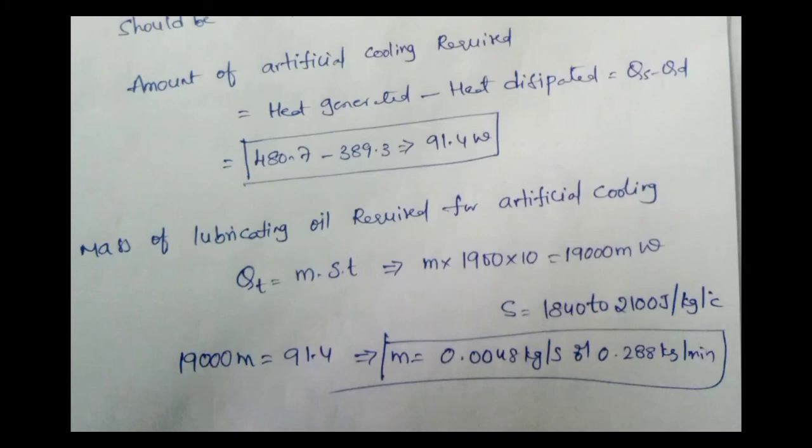1842 to 2100 joule per kg per second, the S value. Right. So the remaining things are the same. We can calculate. Okay. So the m value will be available. The m value is 0.0048 kg per second, or 0.288 kg per minute.